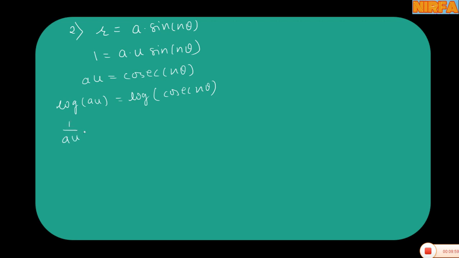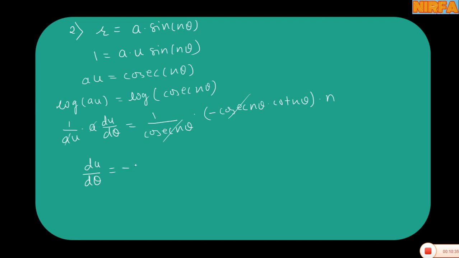Now differentiate with respect to theta. So the derivative of log is 1 upon au into the derivative of au, which is a du by d theta, is equal to the derivative of log, 1 upon cosec n theta, into the derivative of cosec, which is minus cosec n theta into cot n theta. Derivative of n theta is n. So cosec n theta gets cancelled, a and a get cancelled, and you are getting du by d theta is equal to minus n u cot of n theta, if I am correct.